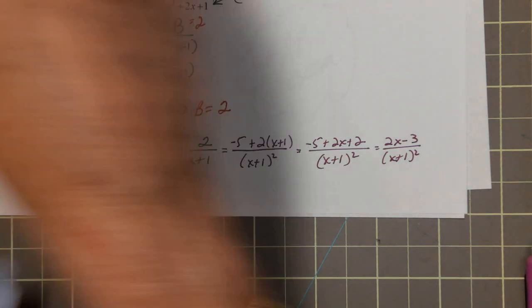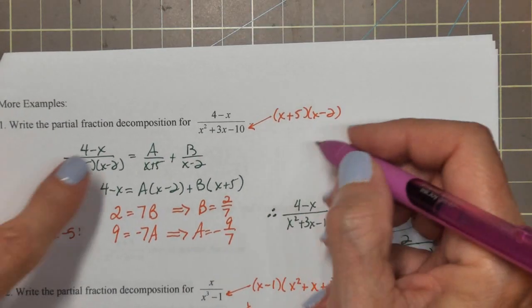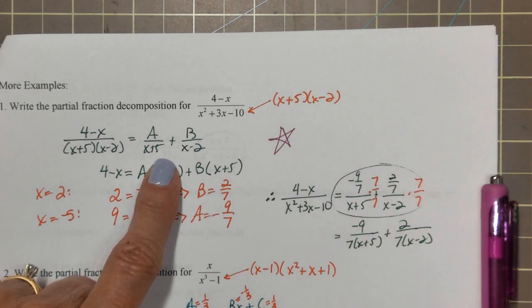Okay, and that is partial fraction decomposition. The only type that's on the AP exam is the distinct linear pairs. Okay? Alrighty.